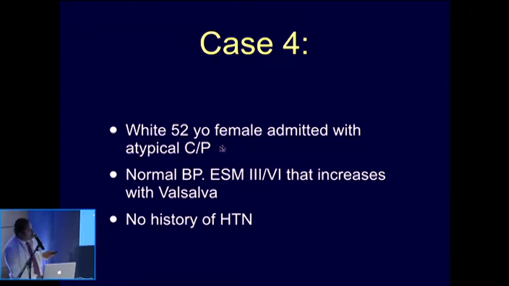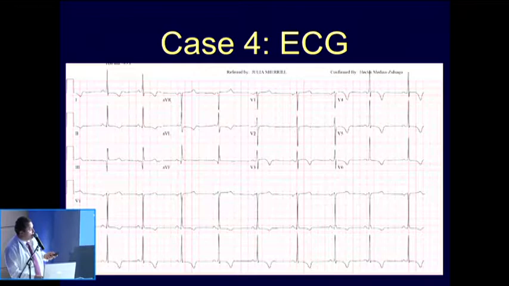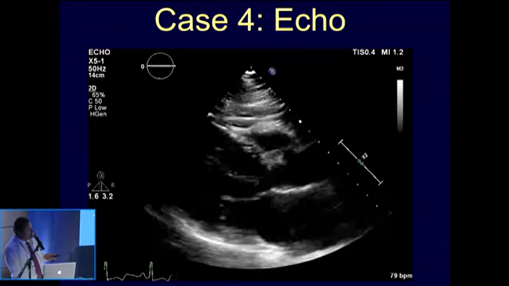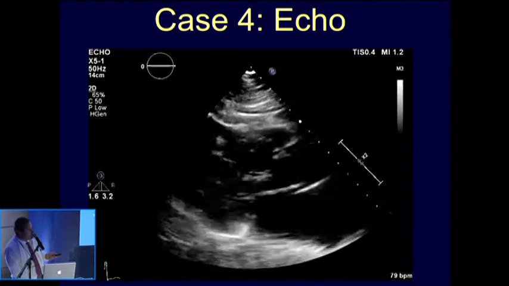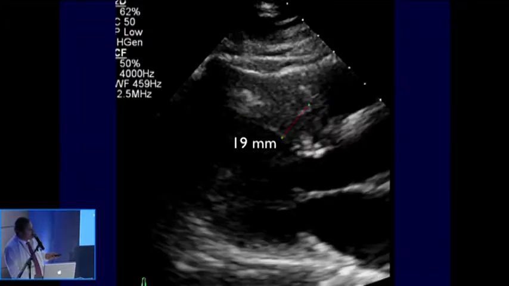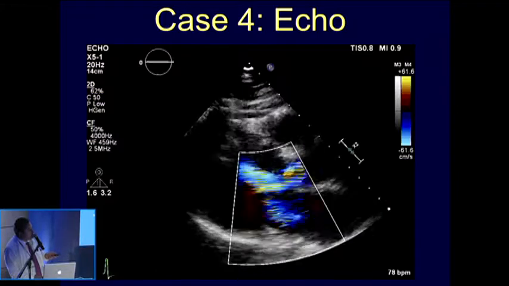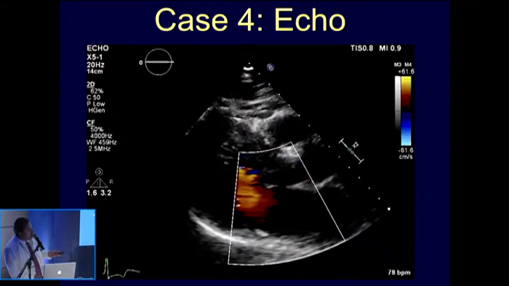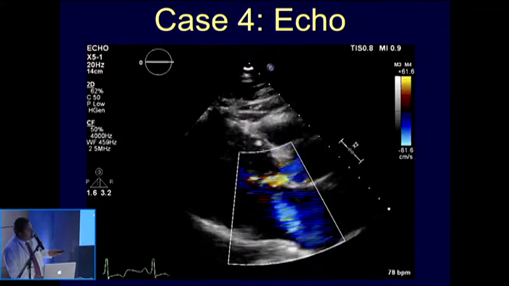This is a patient, 52-year-old female, admitted due to atypical chest pain, no history of hypertension. The ECG is markedly abnormal with increased voltage and asymmetric negative T wave in most leads. And this is the echo. There is an increased thickness of the anteroseptal wall. We didn't have the best window. It was 19 millimeters.